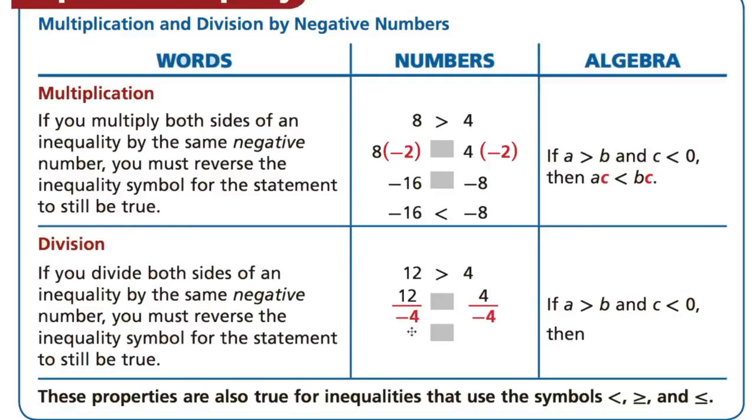So I'm going to divide both sides by -4, leaving me with -3 and -1. Well, we started with a greater than. 12 is greater than 4, but all of a sudden we have a less than. -3 is less than -1. So our statement for algebra is a divided by c is less than b divided by c.